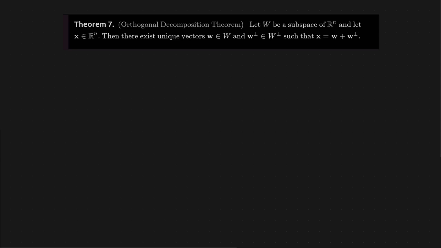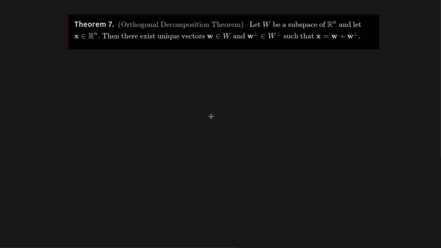So we've seen that every vector subspace has an orthogonal complement. Let's use that observation to prove this important result, the orthogonal decomposition theorem. So let W be a subspace of Rn, and let X be some vector in Rn. Not necessarily in W, just somewhere in Rn.